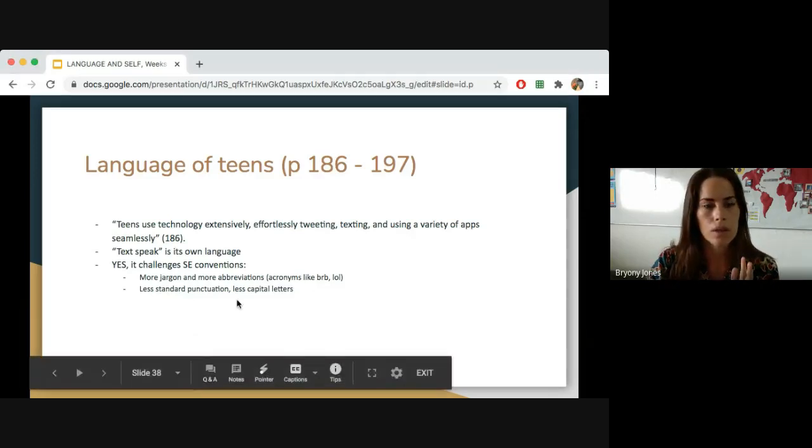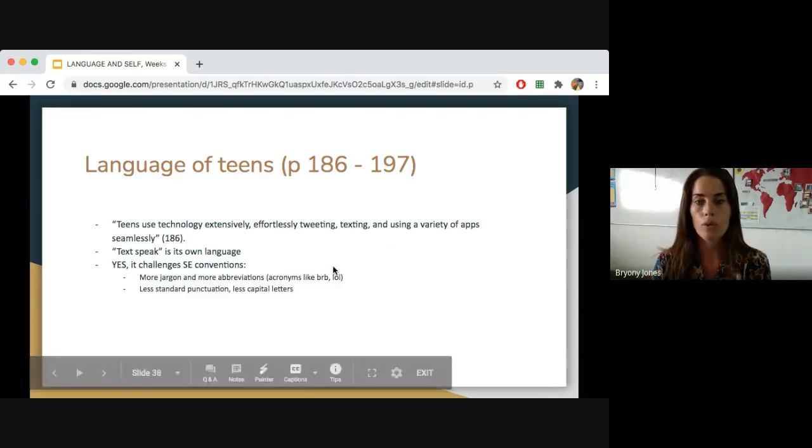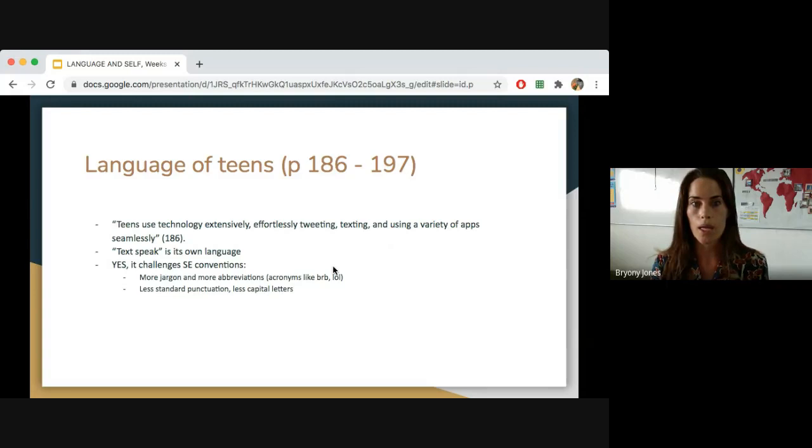So a lot of this is from your textbook. If you want to review your textbook, it's pages 186 to 197. It's about 10 pages. I've essentially summarized the most important points here, okay?